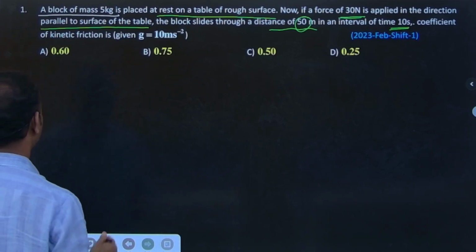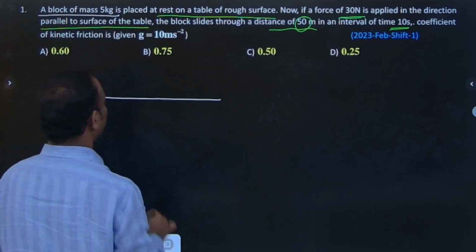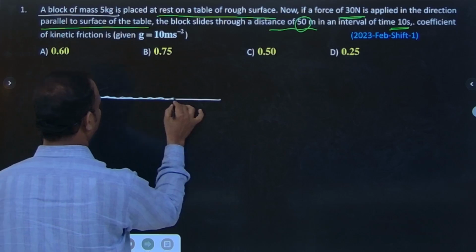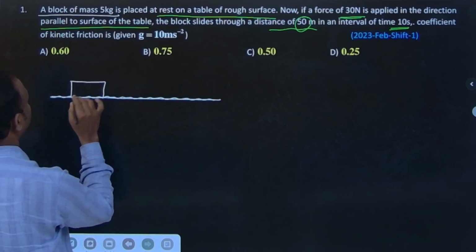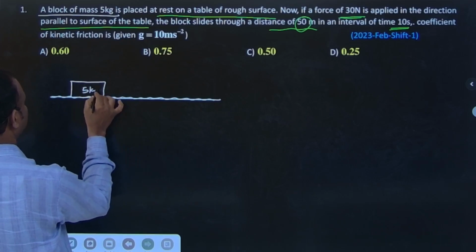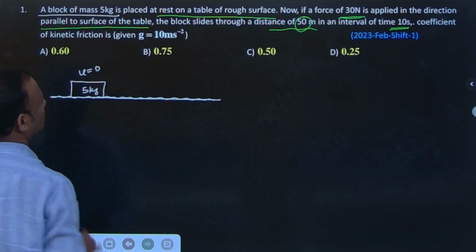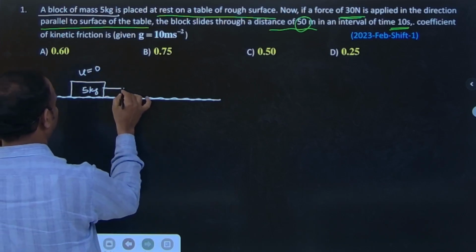So, just take this as a horizontal surface. On the horizontal surface, this is a rough place. On the rough place, a block is placed. Its mass is 5 kg. Initially it is at rest, and some force is applied parallel to the surface.